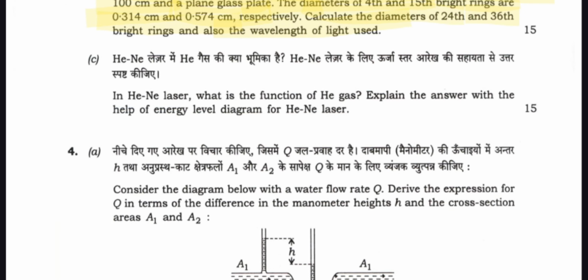And question number C is here. In a helium neon laser, what is the function of helium gas? Explain the answer with the help of an energy level diagram for the helium neon laser. So this is brief. This is the helium neon laser and ruby laser. There are two.